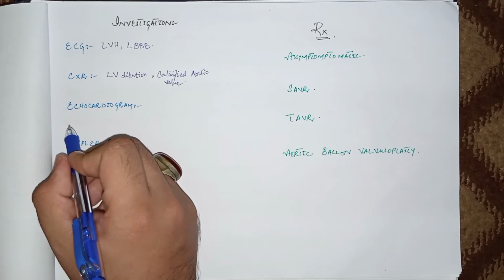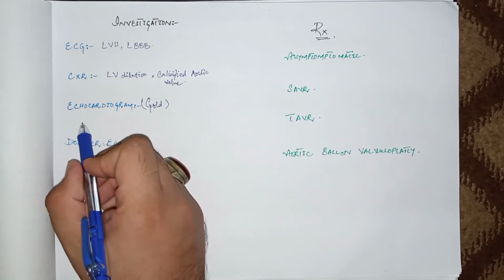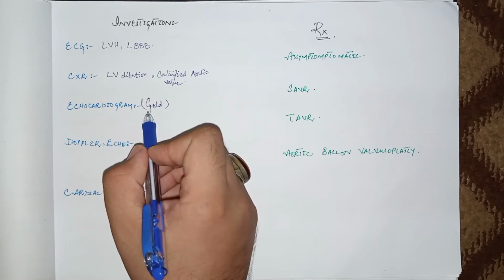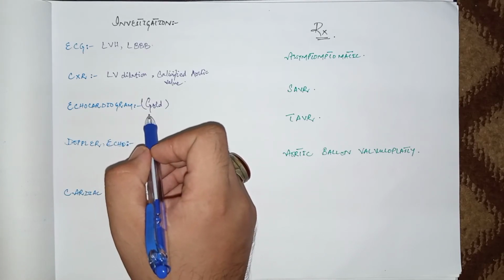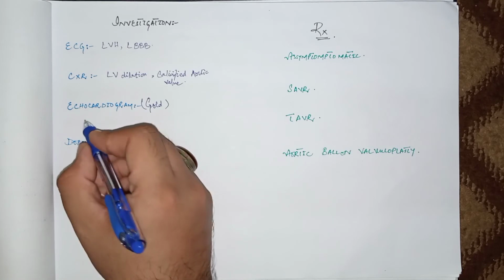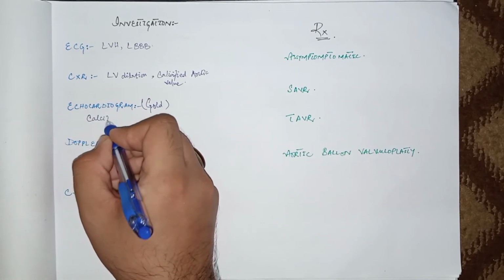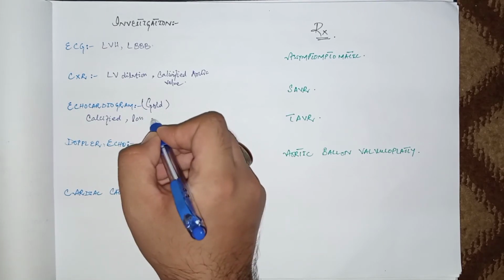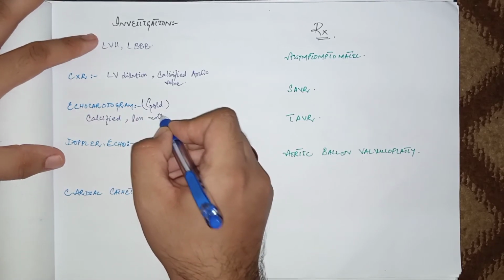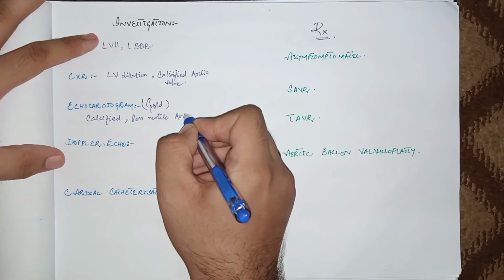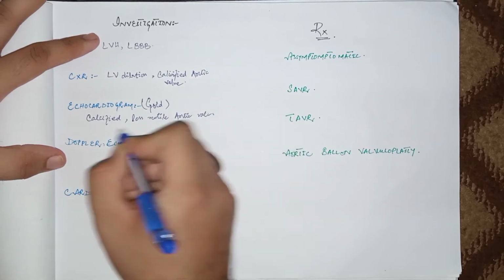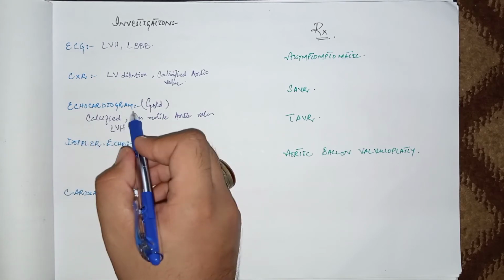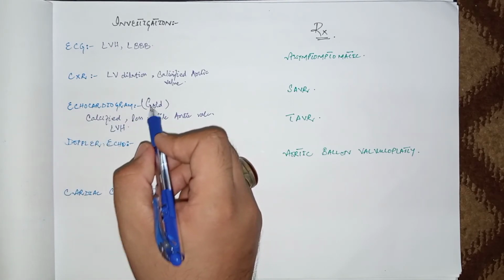The gold standard, the next investigation, is the echocardiogram. It is the gold standard investigation, or the investigation of choice, in aortic stenosis. In the echocardiogram, there is a calcified, thick and less motile aortic valve and left ventricular hypertrophy. These two are the findings in echocardiogram, and this is the gold standard investigation.